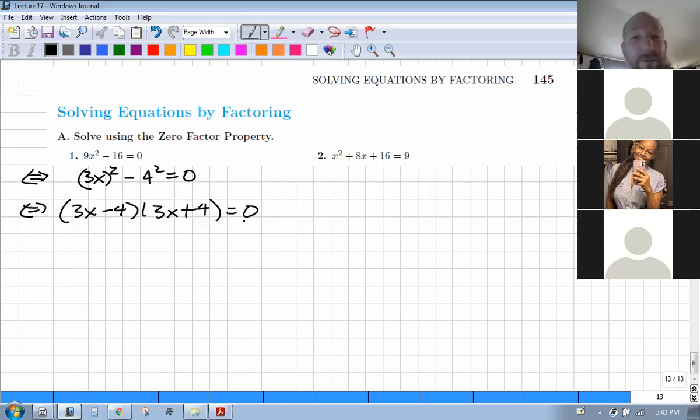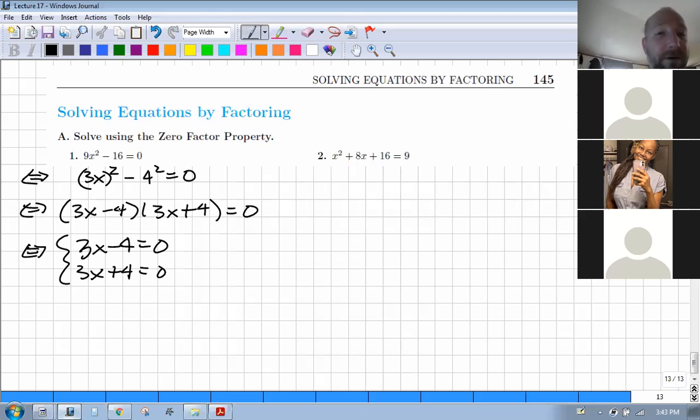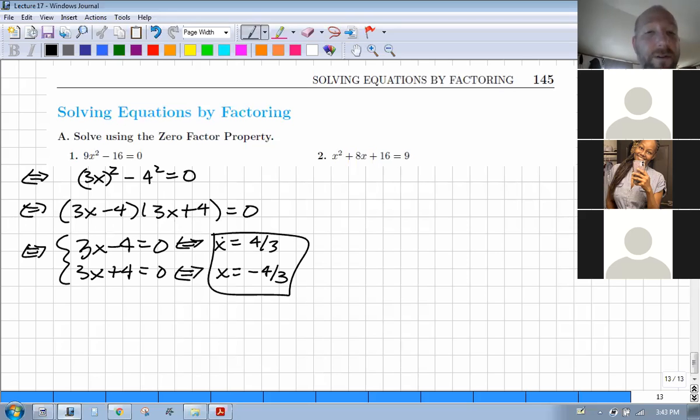So the 0 factor property says that this whole thing is 0 if either one of these factors is 0. Because if this is 0, it doesn't matter what that is. 0 times anything is still 0. So you just take each one of your factors, set them equal to 0. So this one says x is 4/3. This one says x is -4/3. So these would be our two solutions for this equation. So that's using the 0 factor property.